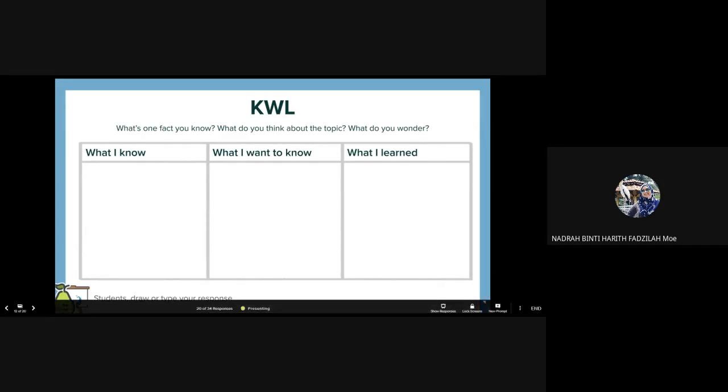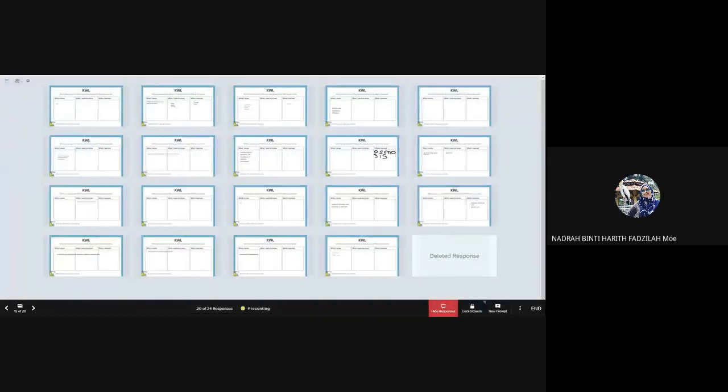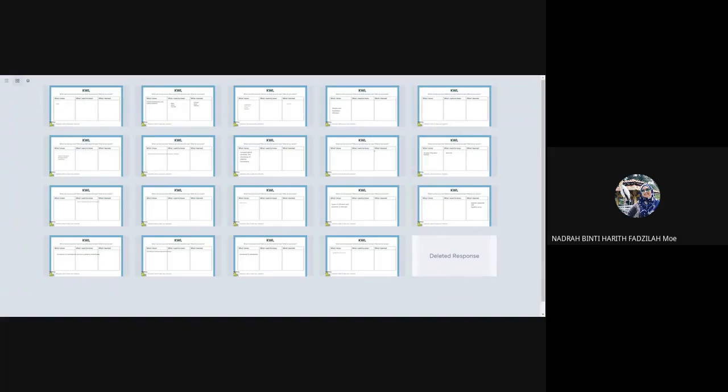What I know ialah pengetahuan sebelum kita mula kelas tadi. Tapi yang tengah-tengah ialah apa lagi part yang kamu masih lagi nak tahu. What I learned, apa yang kamu dah belajar pada hari ini. Okay, so daripada kamu punya submission, saya akan identify apa lagi gap-gap yang perlu saya bantu untuk melengkapkan lagi pengetahuan kamu. Okay, based on your responses, I will try to identify what are the gaps in your current knowledge right now, and I will try to design our next lesson that can address this issue, that can address the gap.